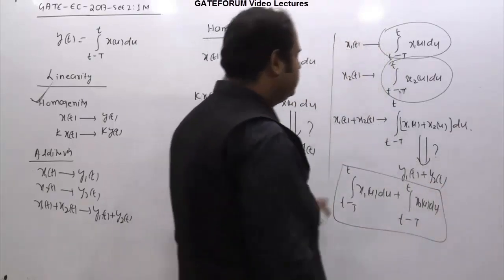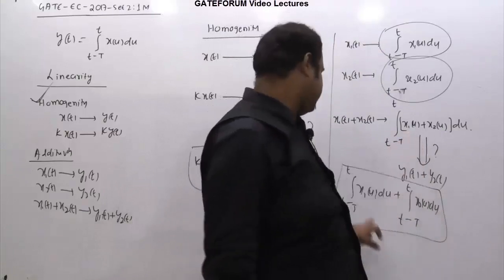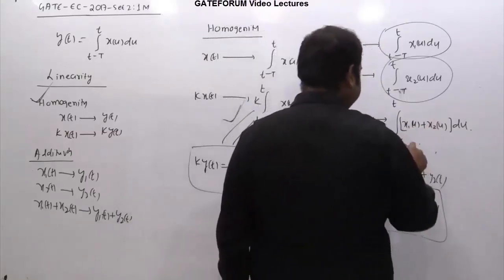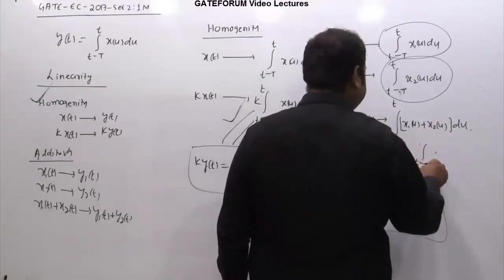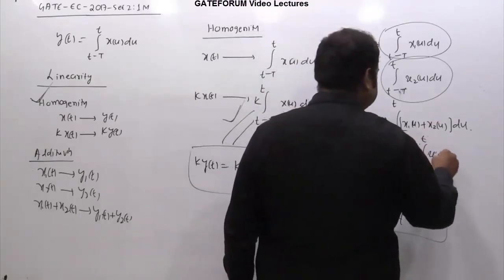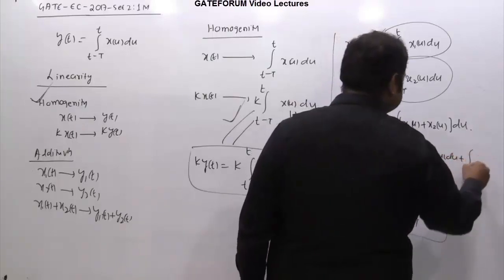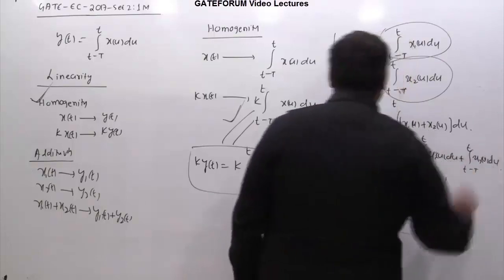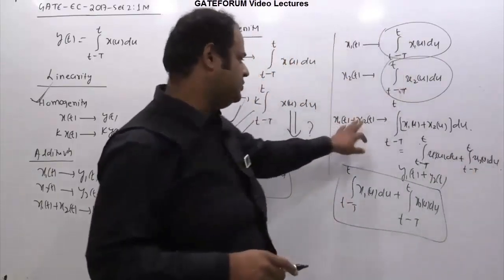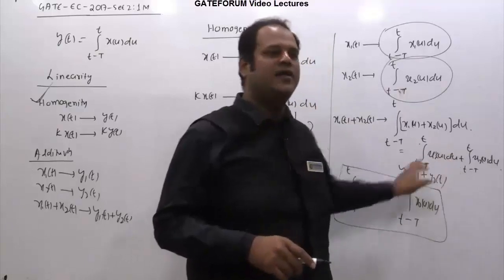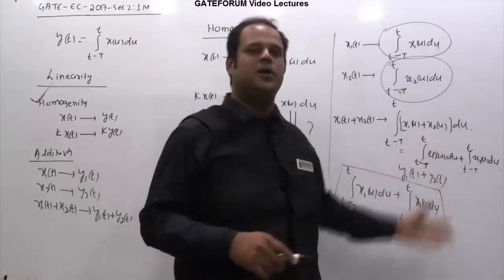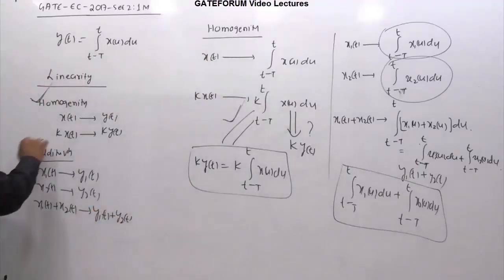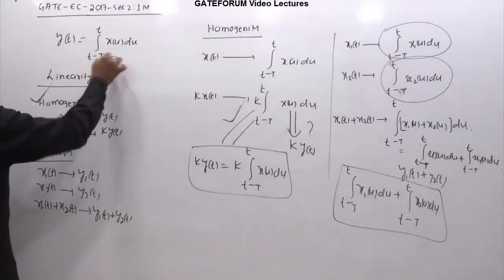So is y1(t) plus y2(t) equivalent to this or not? Yes, you can see these and these are the same. Because if I split this integration, it can be written in the limits t minus T to t of x1(u) du, plus the integral from t minus T to t of x2(u) du. So when the input is x1(t) plus x2(t), I am getting this as the output, and this output is equivalent to y1(t) plus y2(t). So this is satisfying the condition of additivity as well. So this system is satisfying homogeneity and additivity. So this is overall a linear system.